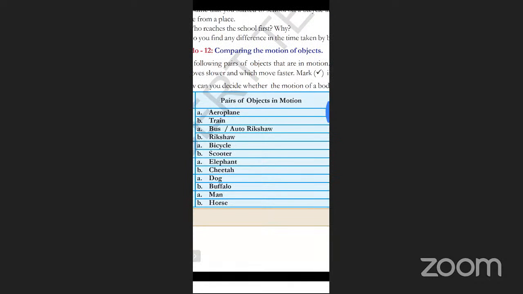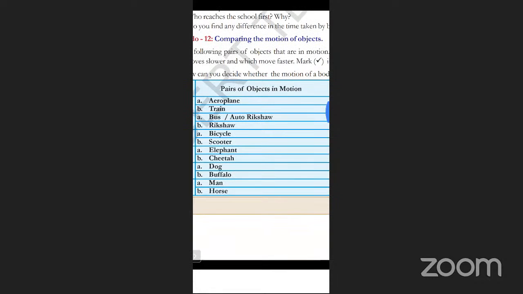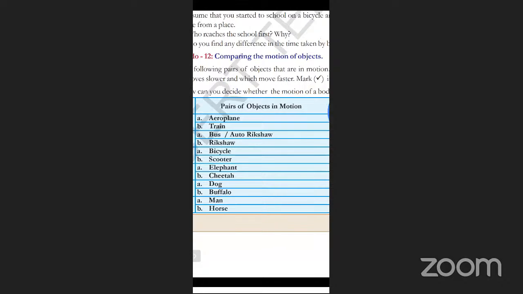And when you compare this elephant and cheetah, two animals, which will move fast? Obviously, cheetah will move fast because it is the fastest runner. Yes or no, children? The cheetah will run very fast. Everybody knows that. Now, compare A and B, dog and buffalo. Which will move fast? Dog. Okay, buffalo walks very slowly. It can't run fast because it has a heavy body.